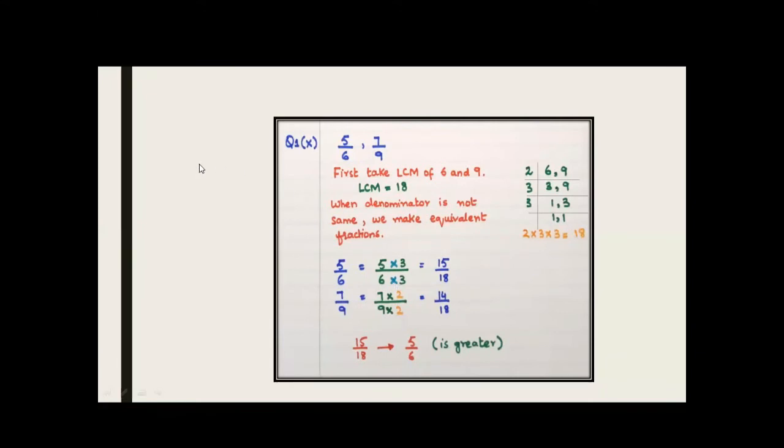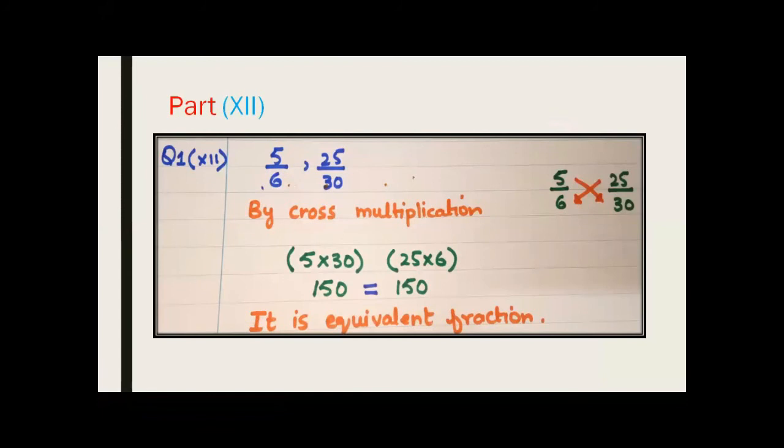This is our question number 1. We have done 2 parts of question number 1. Okay, now the next part of this question is part number 12. We have two fractions, 5 over 6 and 25 over 30. We can easily see that this is also an unlike fraction. Okay, what we have to do? First, we have to check their denominators. Both the denominators are different, 6 and 30. We have to make their denominators the same.